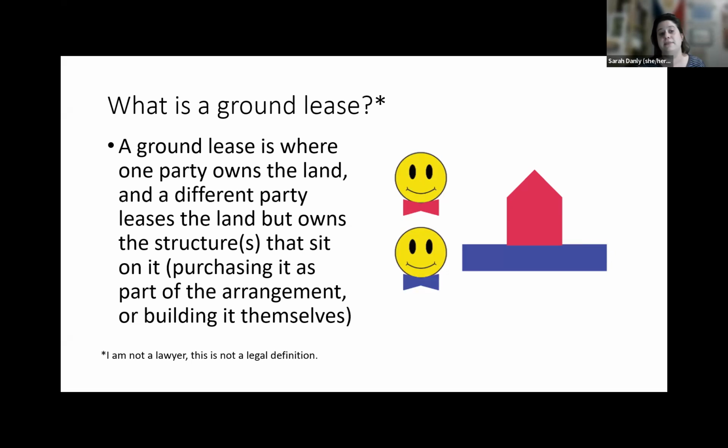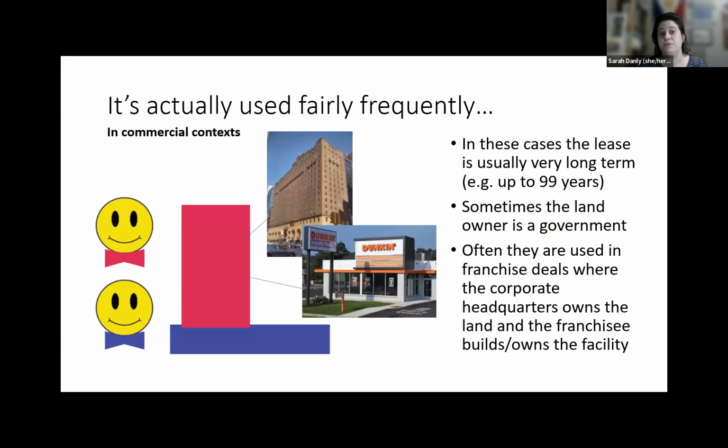It might also be a case of leasing the land and then owning whatever they build on it. It's actually used fairly frequently, especially in commercial contexts. So in these cases, the lease is really long-term, for example, even up to 99 years. Sometimes the landowner is a government, other times they're private individuals or corporations.